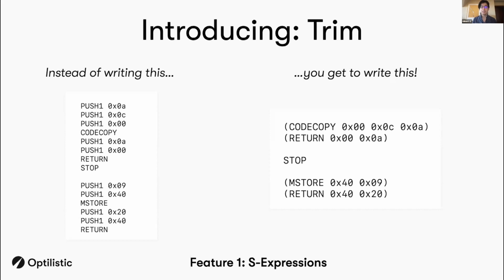Basically, the rule is anytime you have a parentheses, now you're in S-expression land, and you can reverse the order of your arguments, and it'll just translate it back to the left. So that's pretty straightforward. If you don't have parentheses, then you're still in opcode land. For example, the stop on the right, that is just a plain opcode.